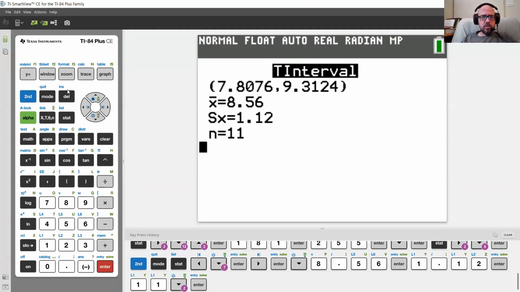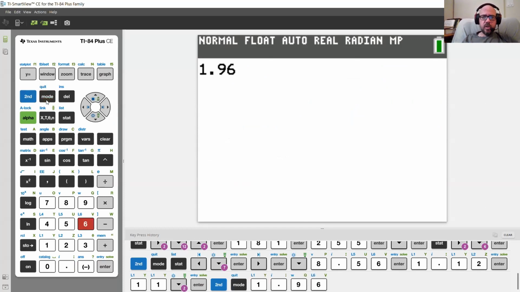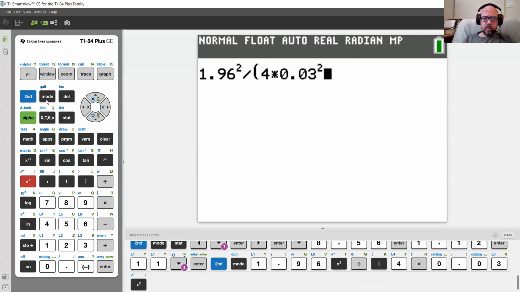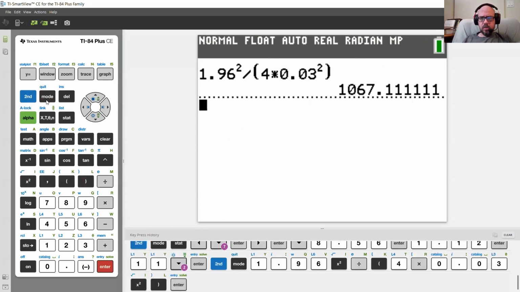Calculator. 1.96 squared divided by 4 times 0.03 squared. Parentheses. Those parentheses, by the way, are necessary. It would not do this correctly otherwise. 1,067 people, actually a little bit more, right? So it's 1,067.1 people. So if we only survey 1,067 people, our margin of error will be slightly larger than we wanted.